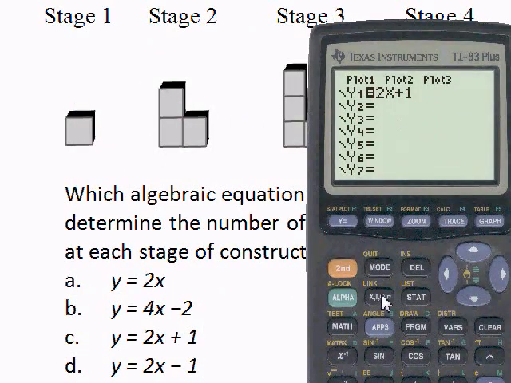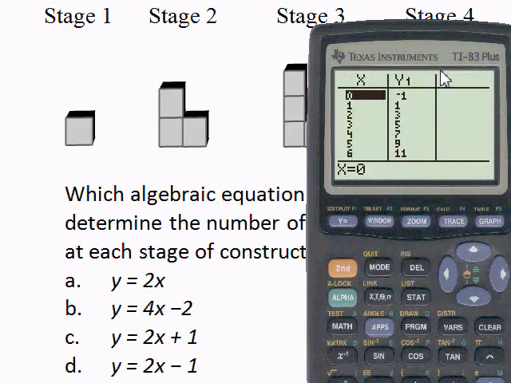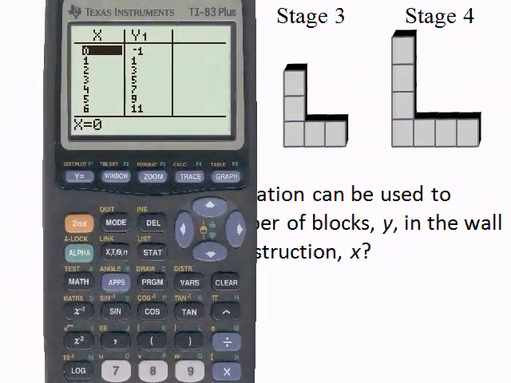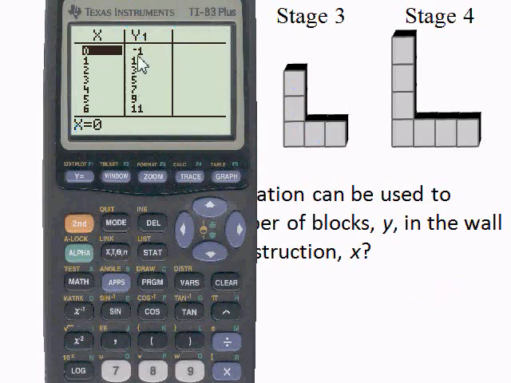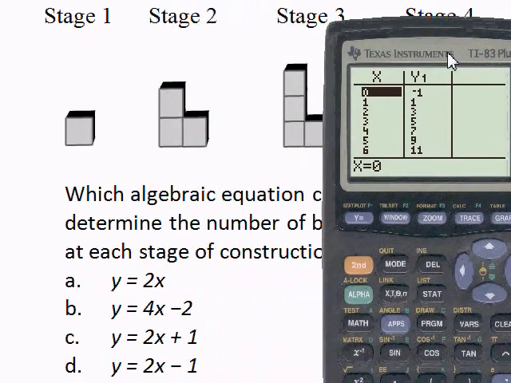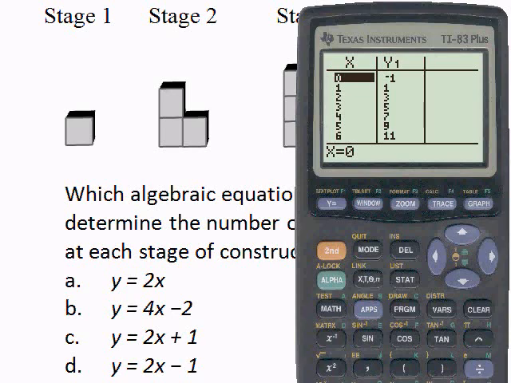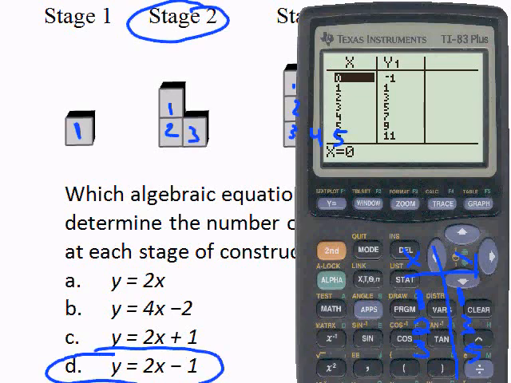We're going to go 2x minus 1. Go to your table, and we'll see if finally that one happens to match. 1, 1, 2, 3, 3, 5. So based on what we've just gone through, we know that answer choice D is the correct answer.